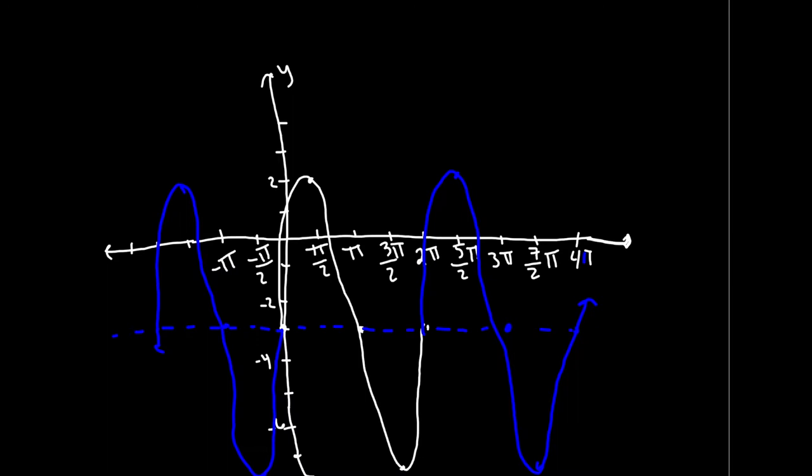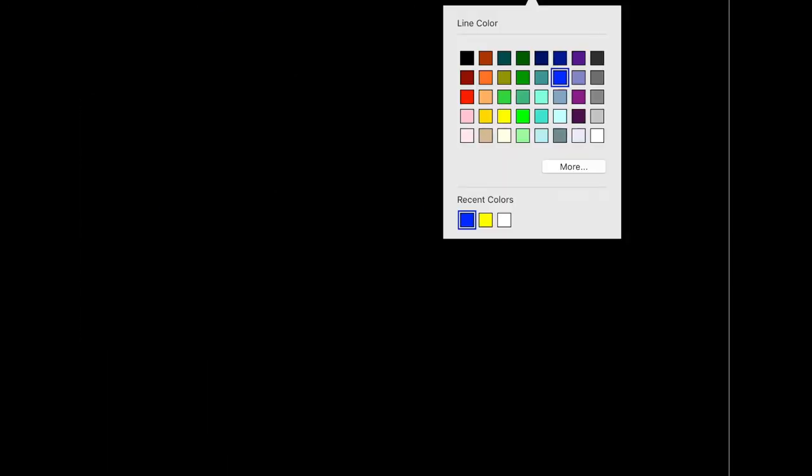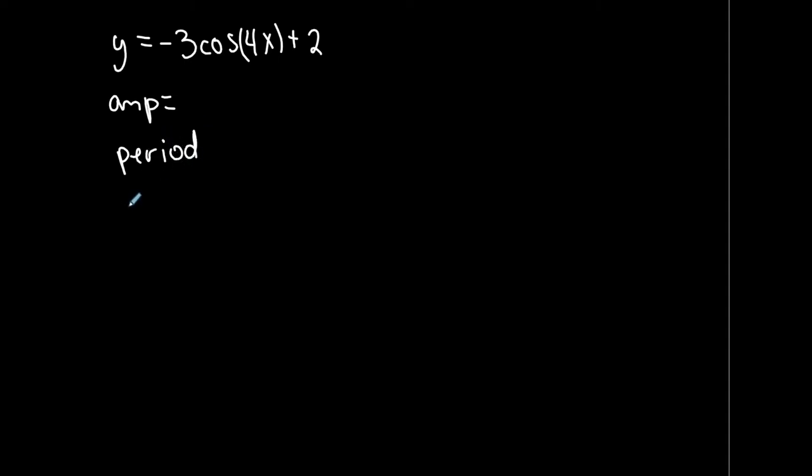I'm going to do one more on this. I'll do another video showing more difficult cases, but let's do a cosine function because we did a sine function, and I'll show you the difference between the two. Okay, y equals negative 3 times cosine of 4x plus 2. Now I have a couple more transformations to this cosine function than in the last example, that sine wave. But I still want to know the same stuff.